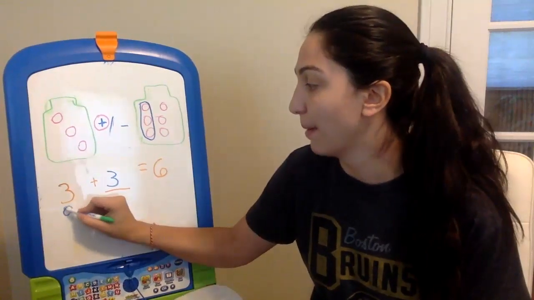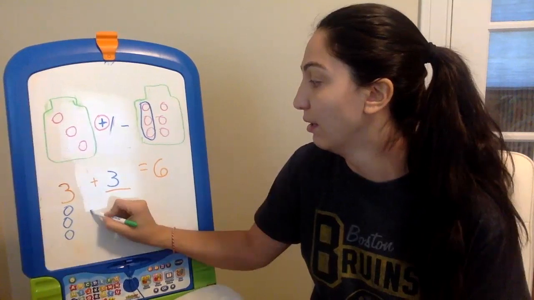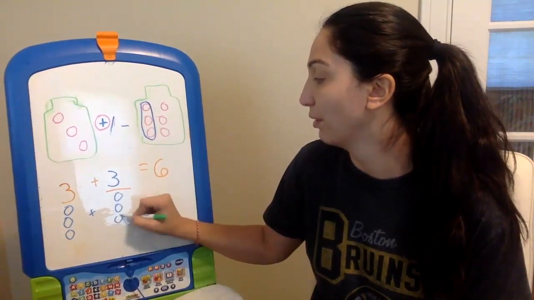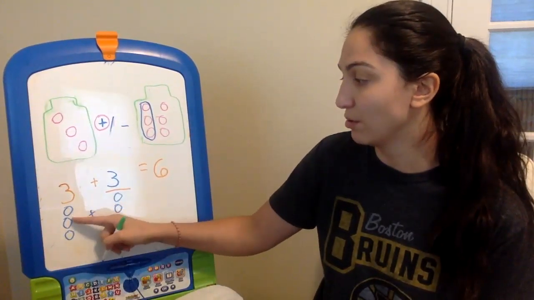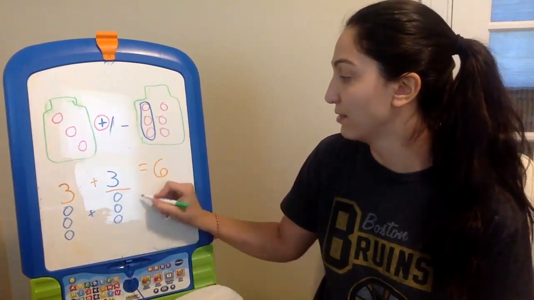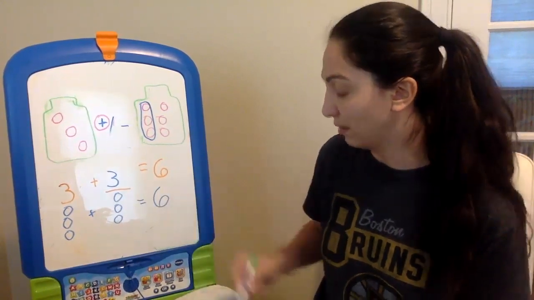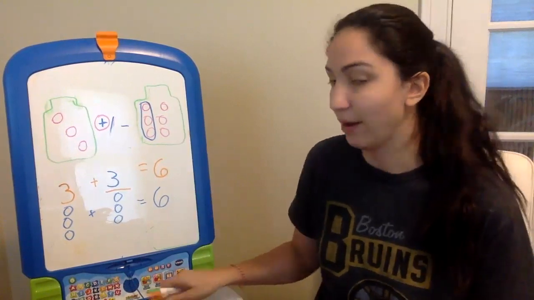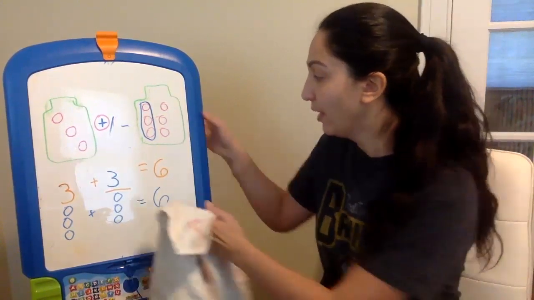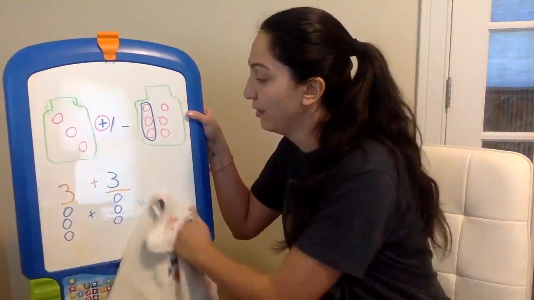I'm going to draw my picture. 1, 2, 3 plus 1, 2, 3. Let's count them all together. 1, 2, 3, 4, 5, 6. And that does equal 6. All right, I'm going to do one. I'm going to have you work on it.